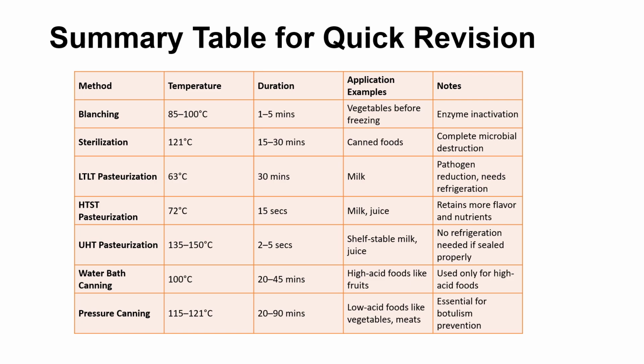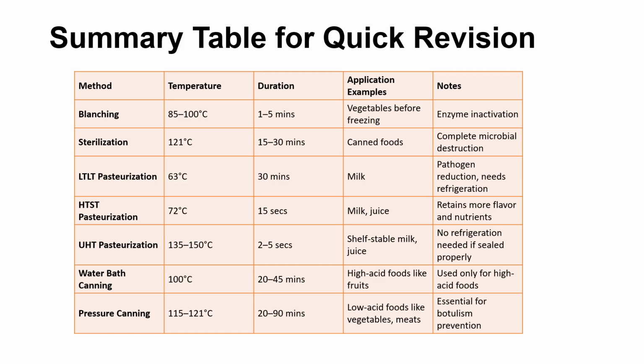Now next is sterilization. The temperature here is 121 degrees Celsius. The duration is 15 to 30 minutes. This is mainly used in canned foods, and complete microbial destruction is possible by sterilization. We have to remember all these temperatures and the duration and which type of food is used for the competitive exams. So this table will be very useful. I hope you all write it down for your future reference.